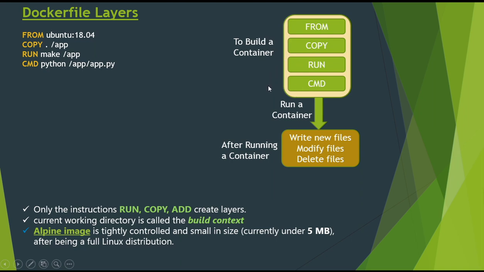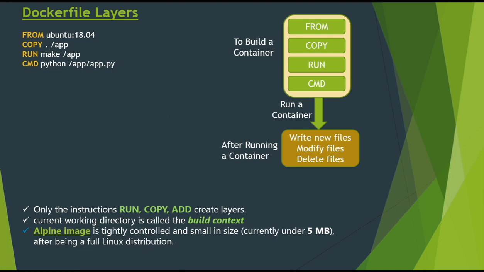All changes made to the running container, such as writing new files, modifying existing files, or even deleting files, are written to this thin writable container layer. So you can see these are the read-only layers, and this is the writable container layer. Only the instructions RUN, COPY and ADD will create layers, right? The current working directory is called the build context, from where we run our context files, as I showed you in the Dockerfile.